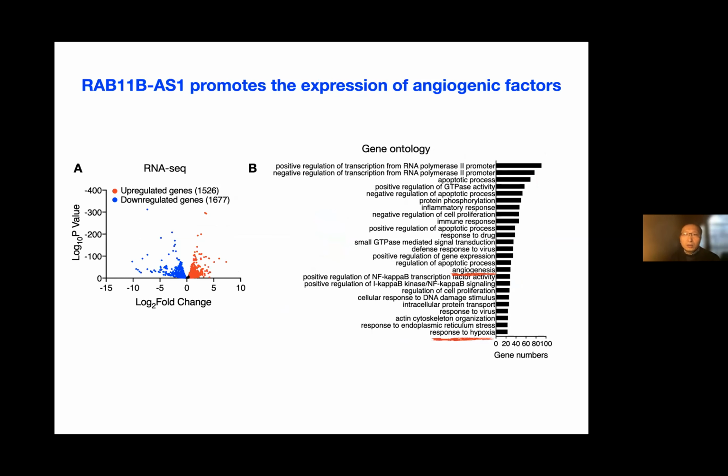So we did an RNA-seq experiment to identify which angiogenic factors are regulated by this non-coding RNA. In this experiment, we found over 1,500 genes were induced by this non-coding RNA. On the other hand, over 1,600 genes were downregulated. Within these upregulated genes, we found a subset of angiogenic factors and also hypoxia-inducible genes.